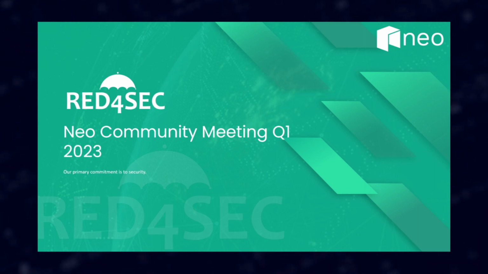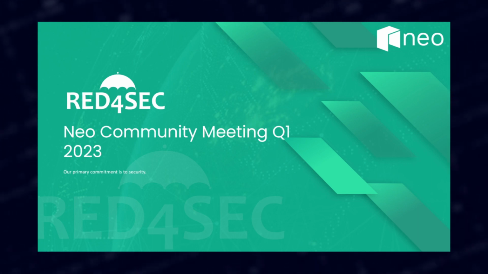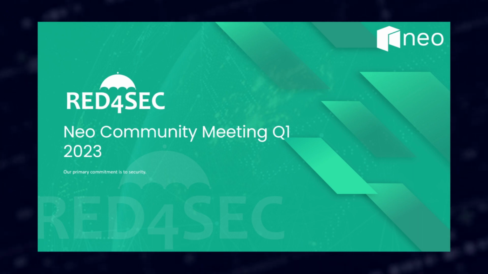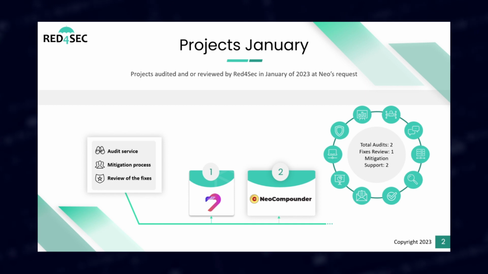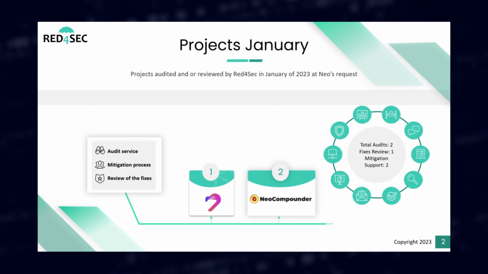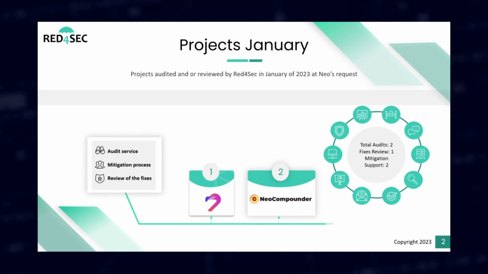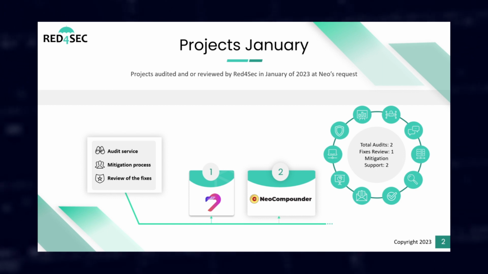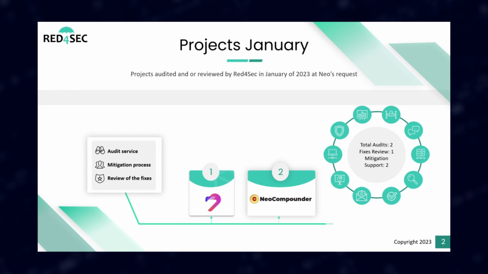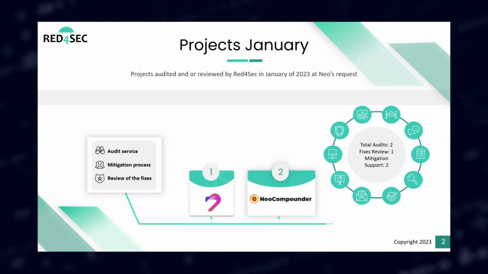I will be giving you a quick update of what we've been doing recently during the past month of January, the first of 2023. As you can see, the projects audited and reviewed so far. We are still working with FUSD on mitigation support, fixes review, and pull request review and follow-up of the project audited in November, delivered in December. And hopefully we will deliver the final report soon.